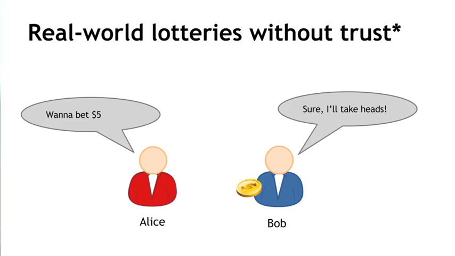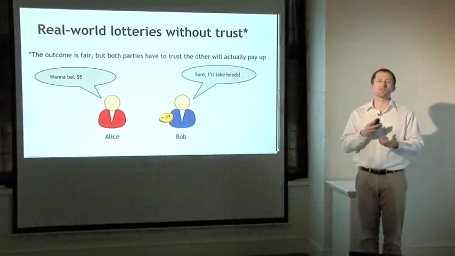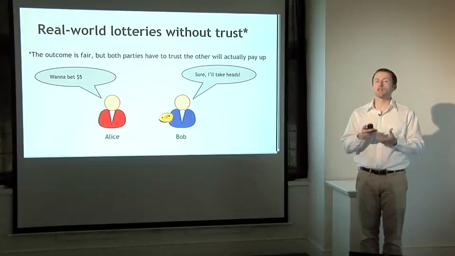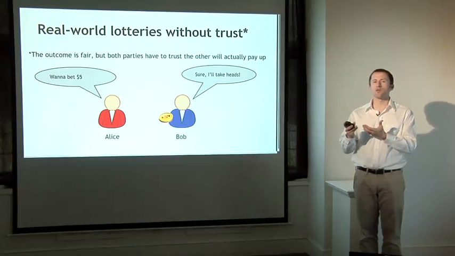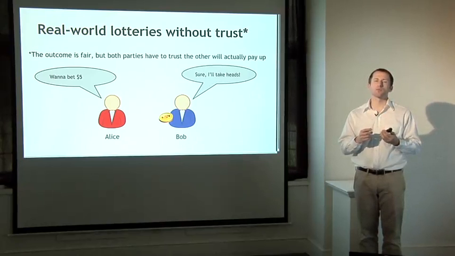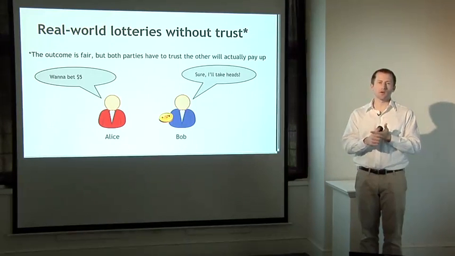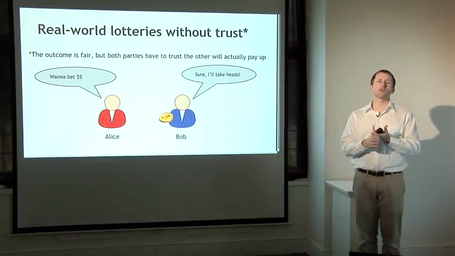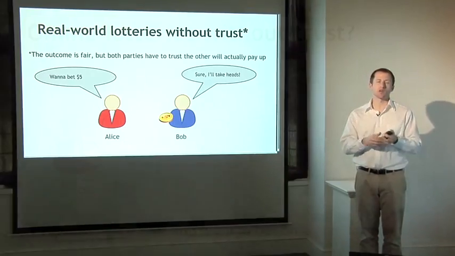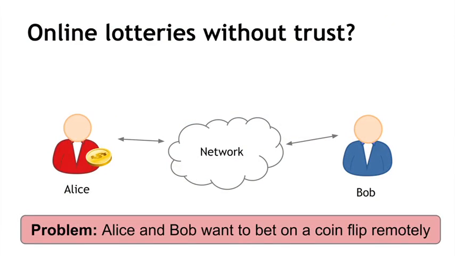And of course they have to trust that whoever loses is actually going to pay. Maybe this isn't actually legally enforceable, so it's just an agreement of honor between Alice and Bob. That's a hard problem in the offline world. We'd like in the online world to do a lottery and solve both problems. So both the problem of generating randomness that both parties can agree is fair, and having the party who loses actually be forced to pay. Okay, so how can we do that online?